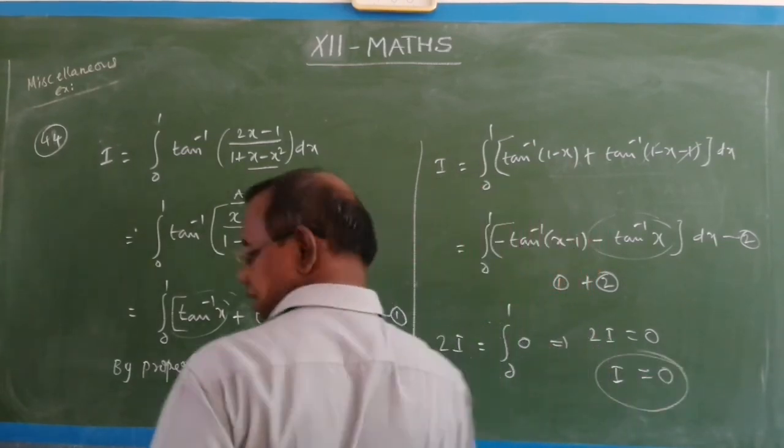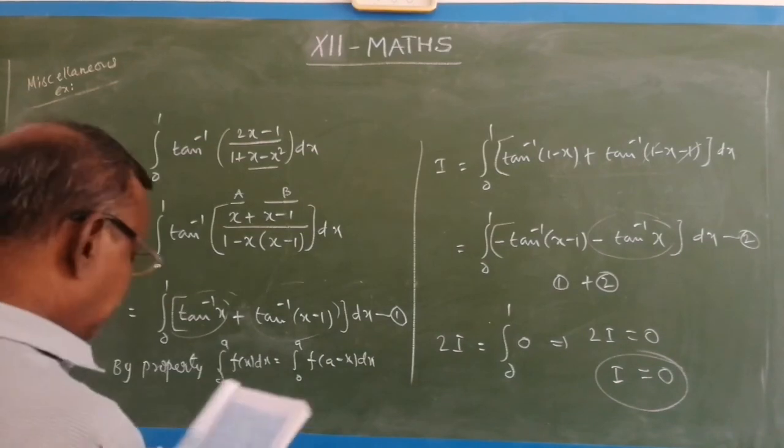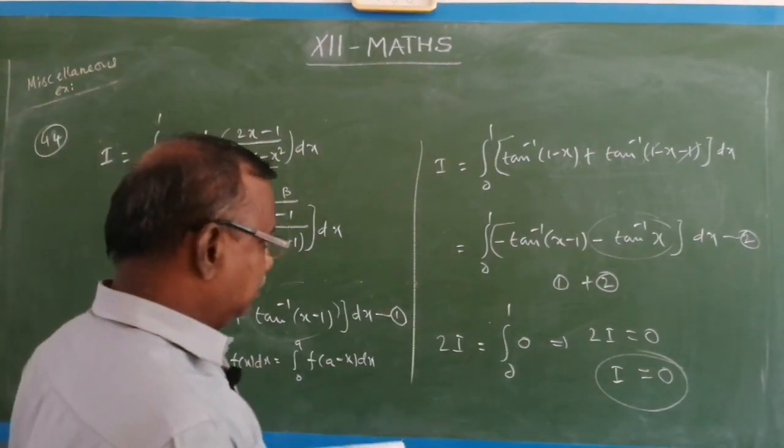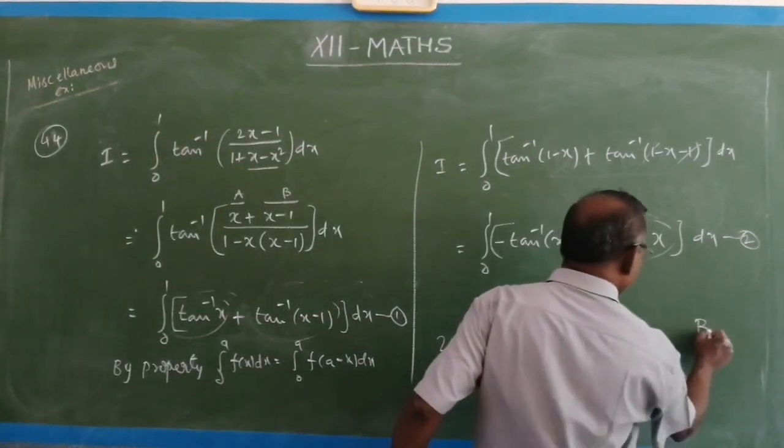So the option is, 44 is B option. So the option is B. So this is the right answer.